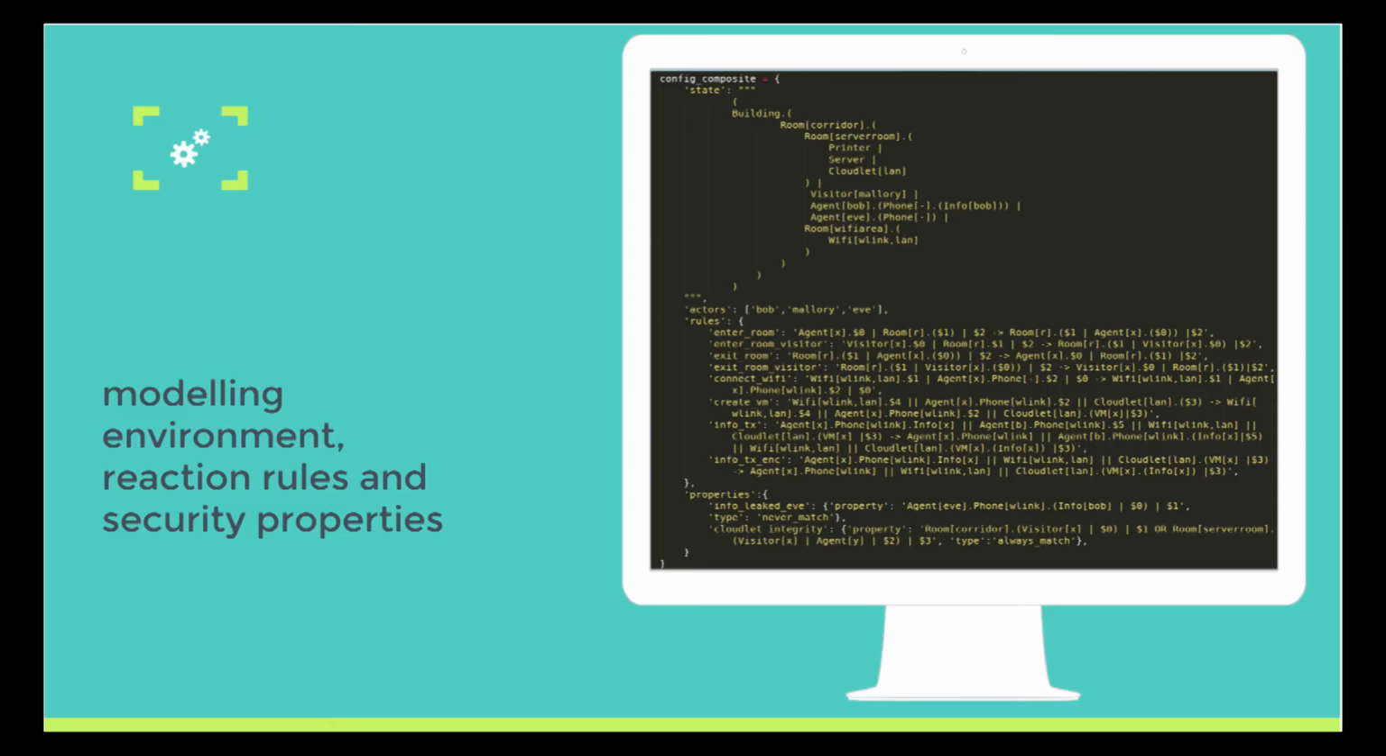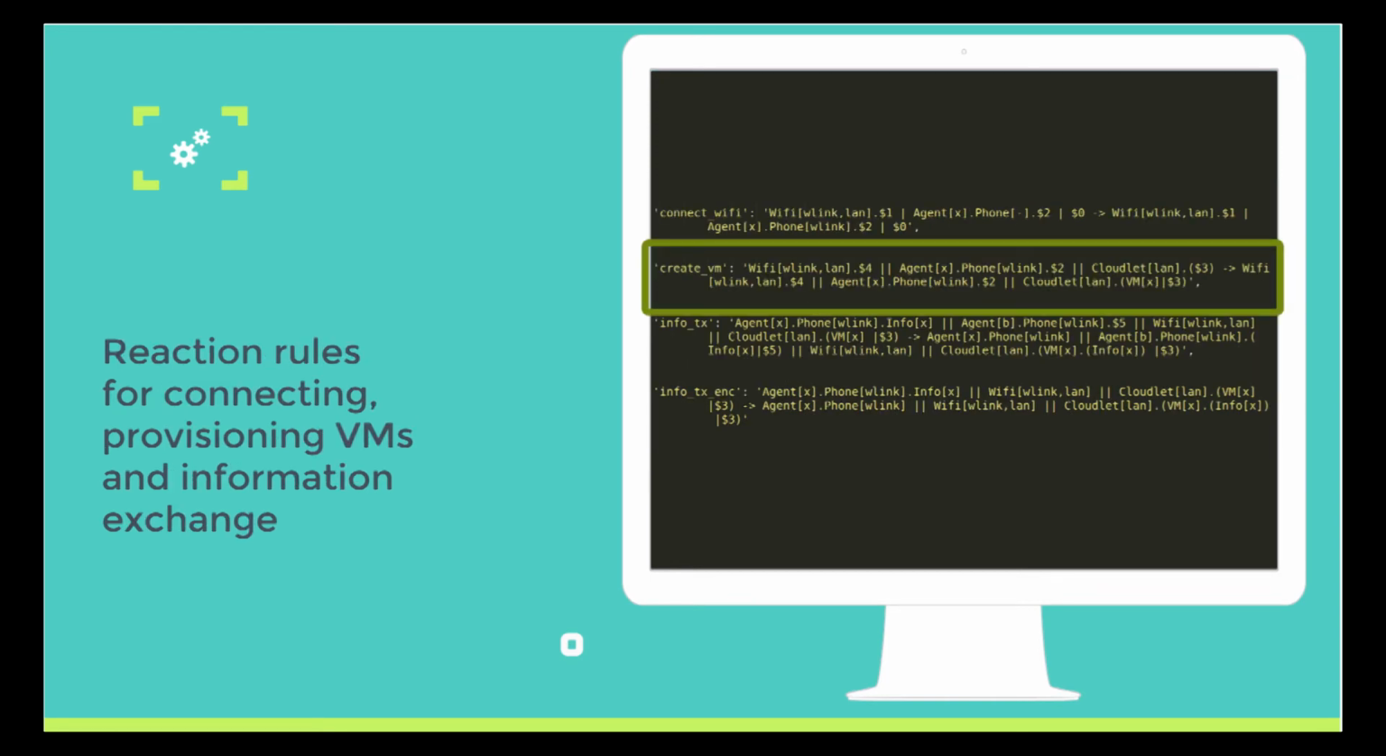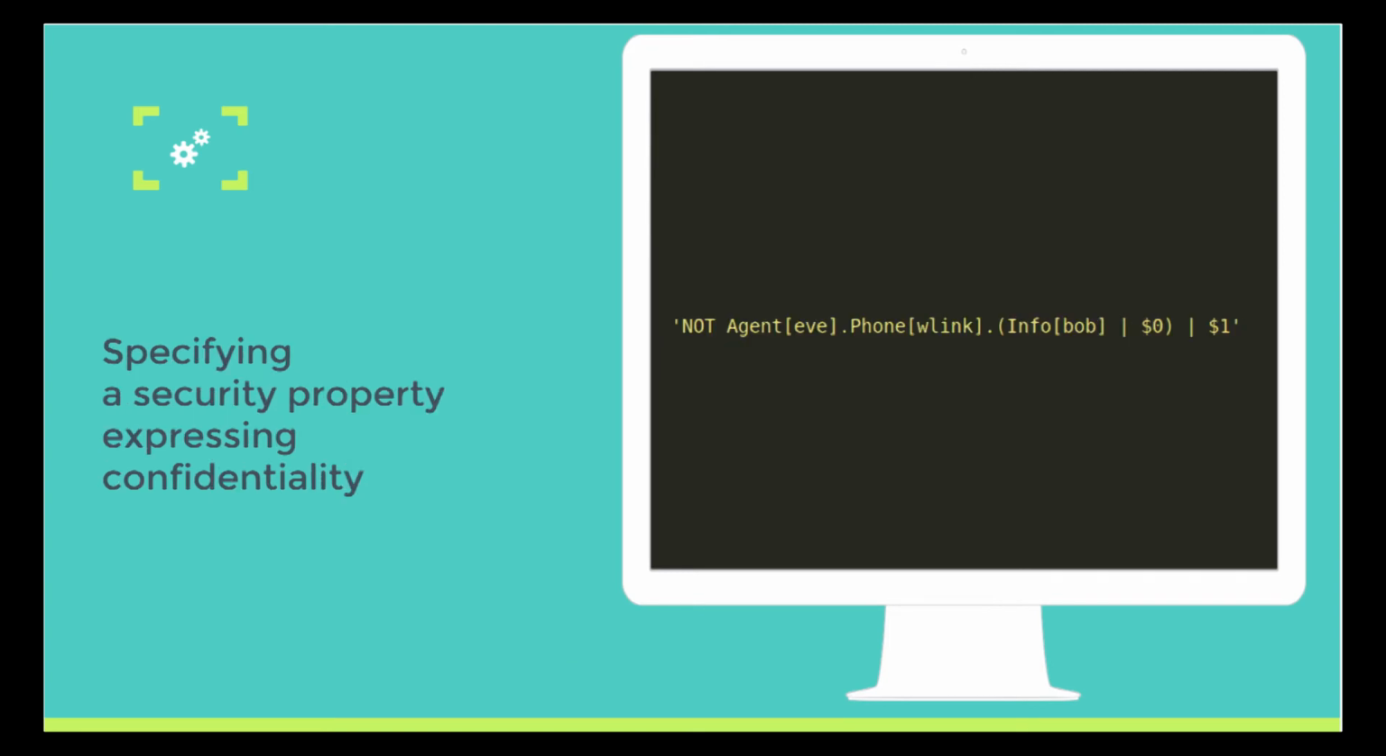Again, this is how it works. Reaction rules now allow connection to the Wi-Fi, provisioning of virtual machines, and information exchange. A security requirement expressing confidentiality can state that a user's information token cannot end up in another user's phone. During an unencrypted information exchange, a user's info token may also end up with another user connected to the network.